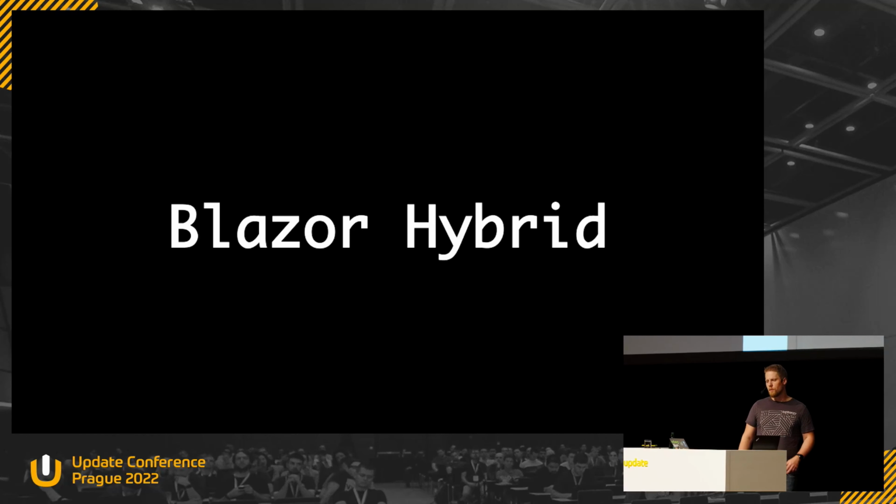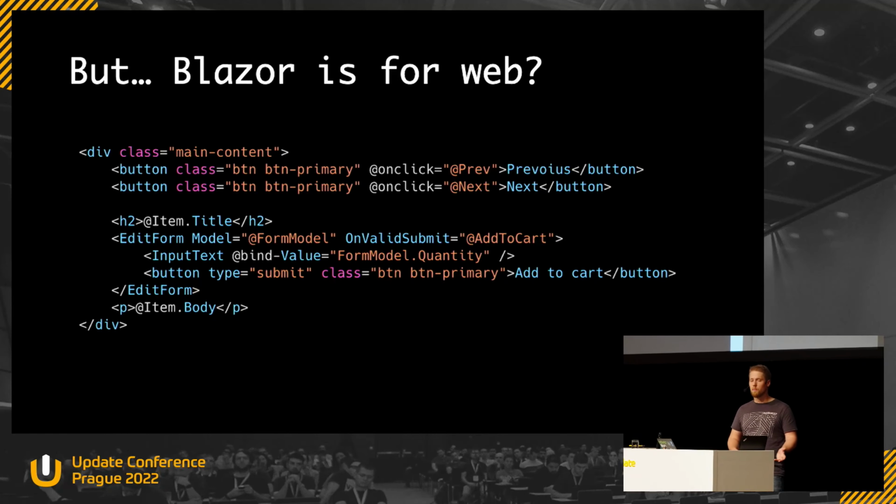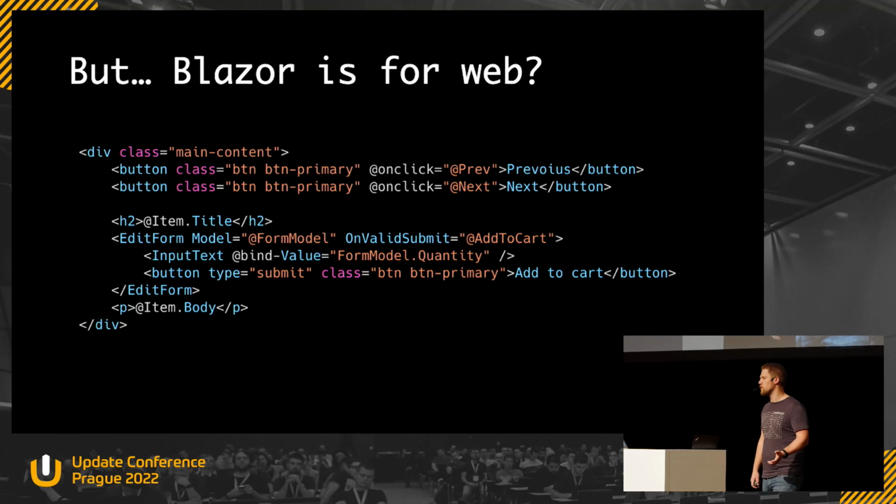So Blazor, you probably know about Blazor, because there has been a lot of talk about Blazor the last years, and it has been very successful for Microsoft. But Blazor is for web. Yeah, but you can also use it for building mobile applications, or a hybrid.